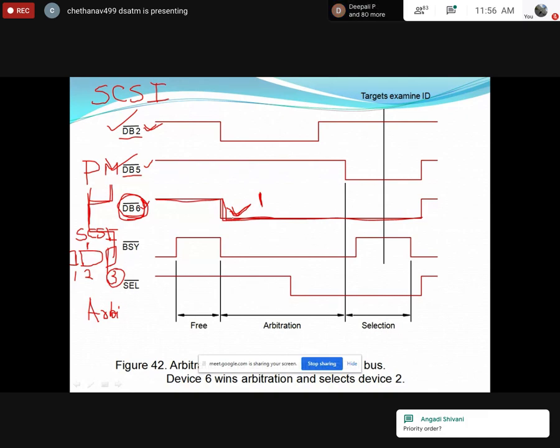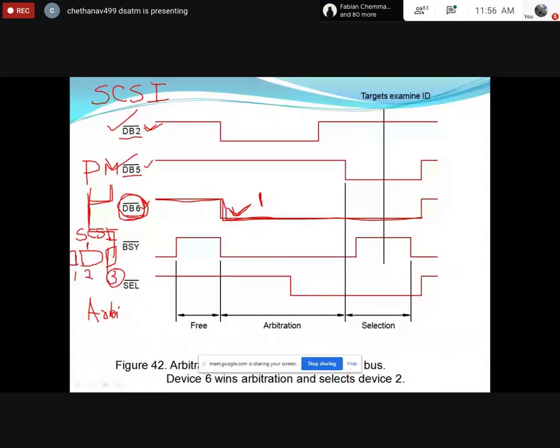Exactly, priority order. In the arbitration, the higher the unique ID, the higher the priority of the device that gets the bus. So when compared to device number 2, device number 5 has the higher priority, so that will get it. And here you can see it.